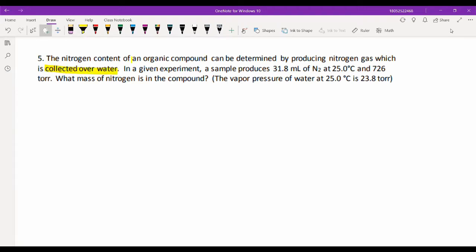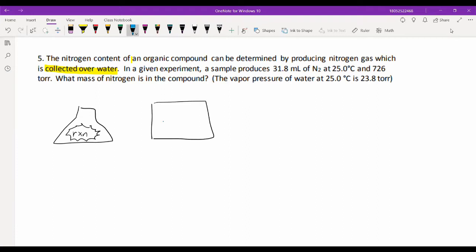So when you see this term collected over water, there is an important part of the problem. To diagram it out, you would have some kind of reaction happening that's producing gas, right? So here's your reaction, some flask, and then you have a container that initially has water in it. From your reaction, the gas that's produced goes into the container with water, and that pushes the water out into another container.